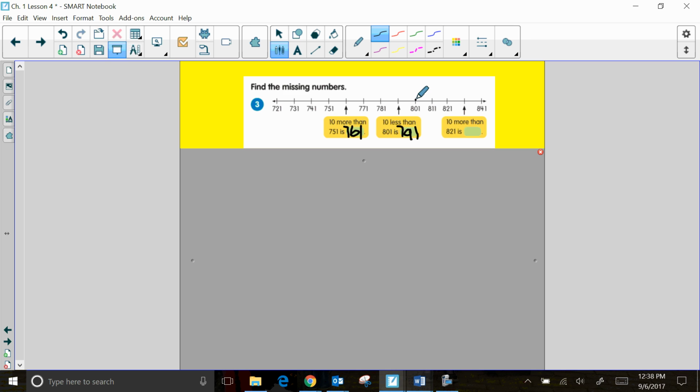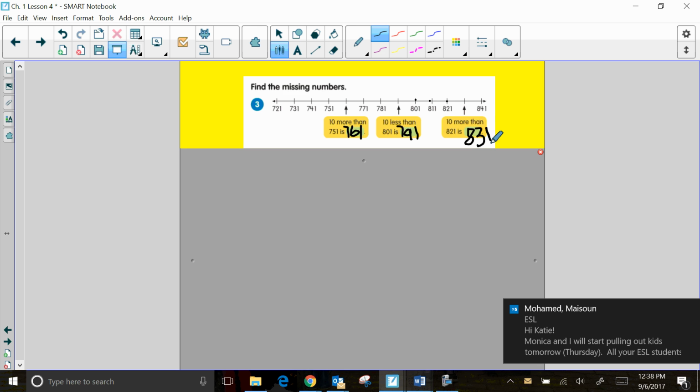Continuing the pattern from the 800s: 801, 811, 821, we've started the pattern over, 831. When counting by tens, if you ever get confused, count by ones 10 more to help you find that new number.